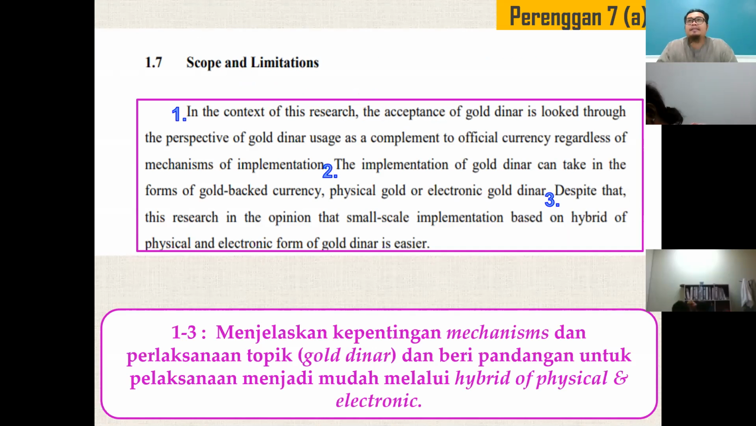Okay, how do they write this paragraph? They start with the words 'in the context of the research'. The acceptance of Goldina is looked at through the perspective of Goldina usage as a complement to official currency, regardless of the mechanism of implementation. Then the implementation of Goldina can take the form of gold-backed currency, physical gold, or electronic Goldina. Despite that, this research is of the opinion that a small-scale implementation based on a hybrid of physical and electronic forms of Goldina is easier.